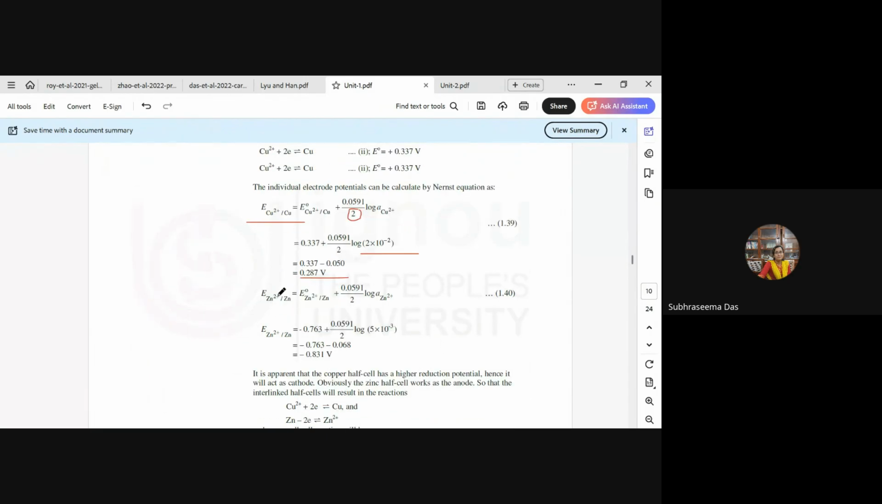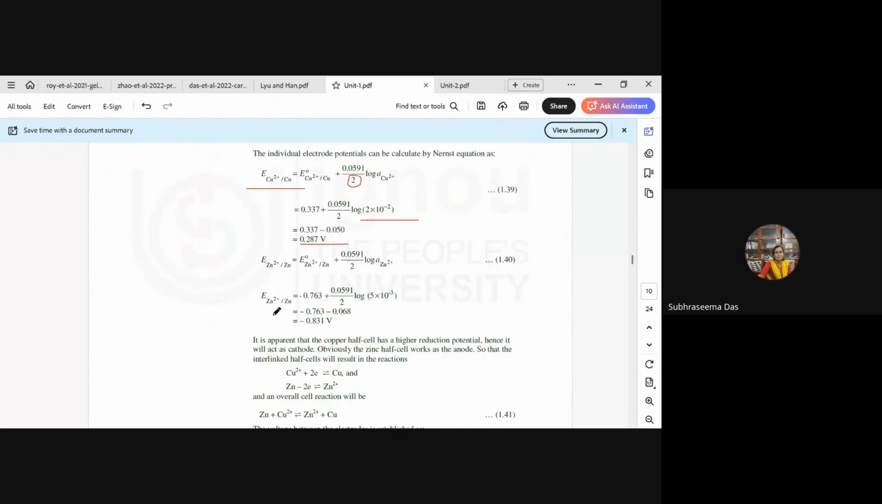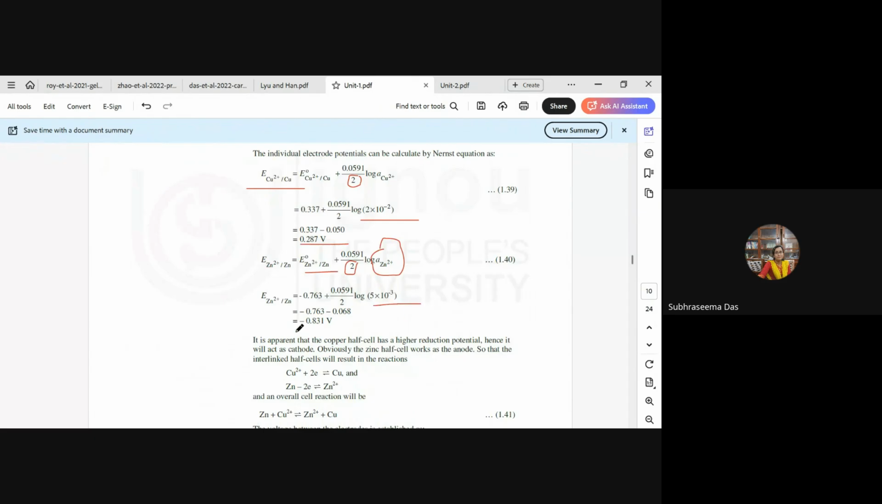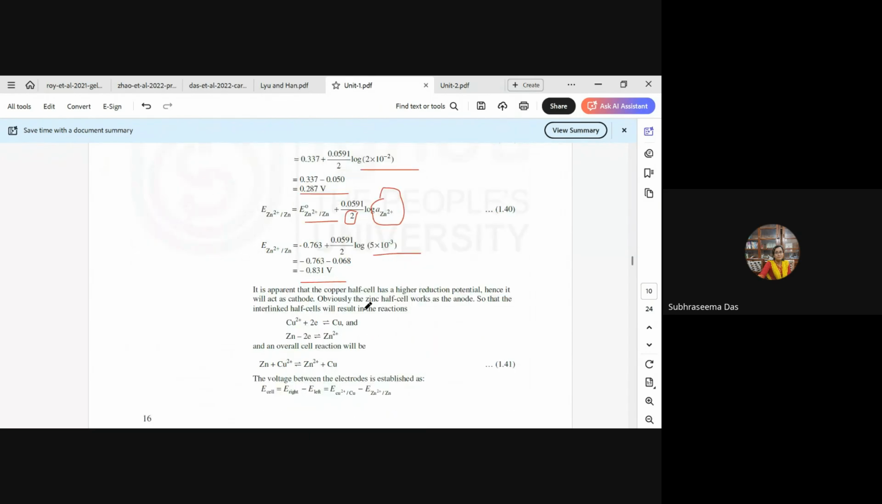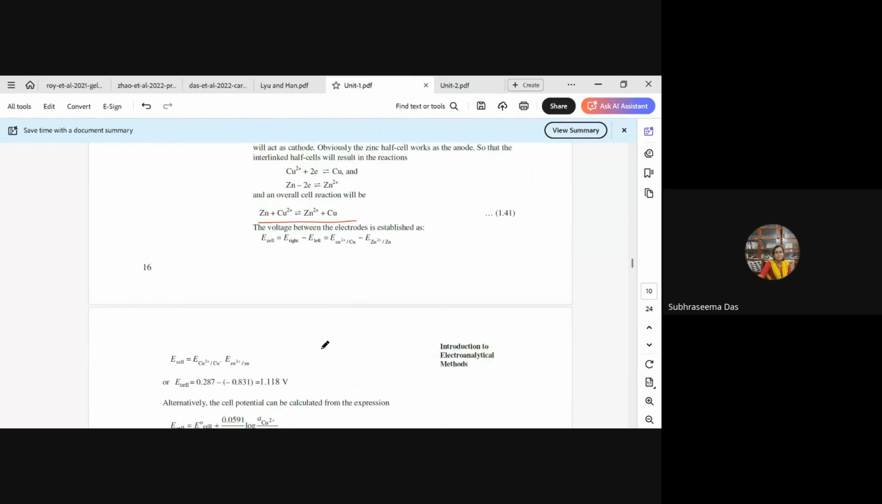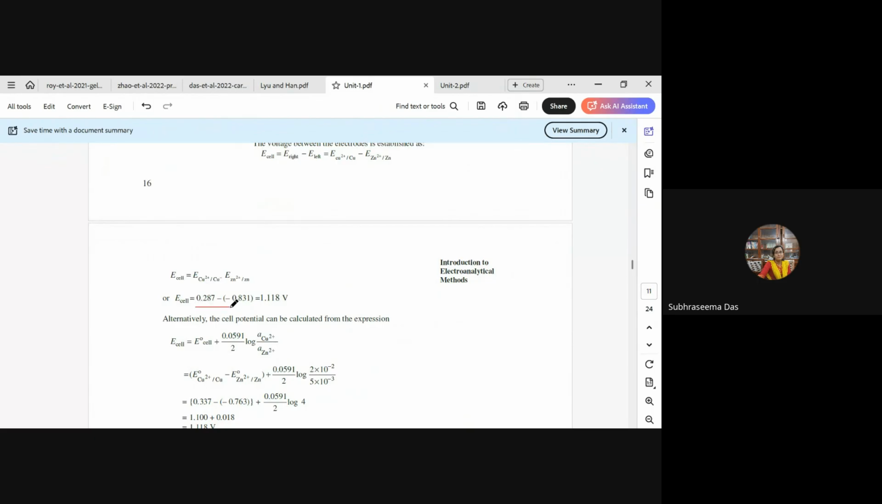Similarly, for E Zn2 plus to Zn, it is calculated using the Nernst equation. Again, that is E0 Zn2 plus to Zn plus 0.059 by 2. Why 2? Two electrons are involved, into the log of the activity of Zn2 plus. Here the activity of Zn2 plus is given as 5 into 10 to the power minus 3. So we get this. Now, the half cells give the overall reaction. We know this is the overall reaction, and finally, putting in all the values, we can calculate the value.